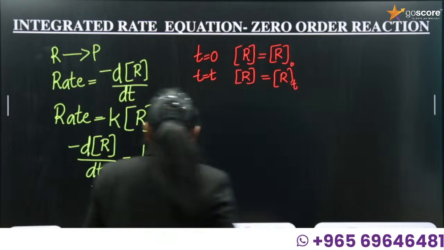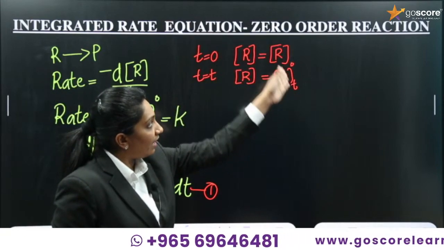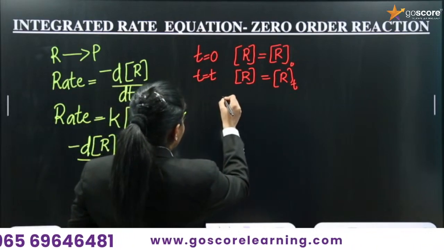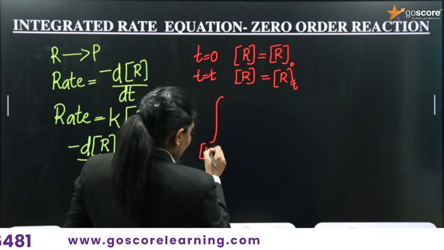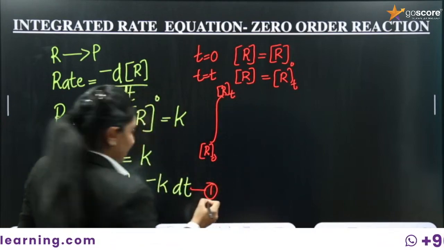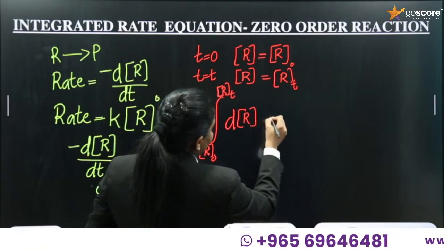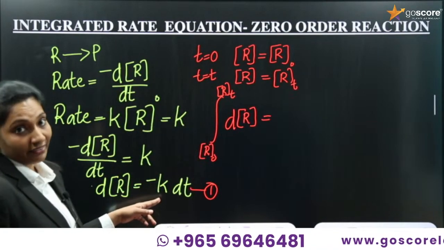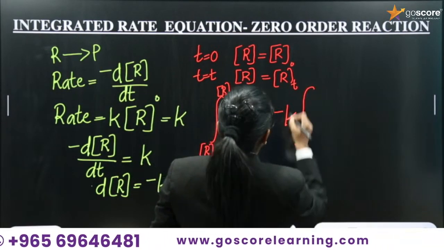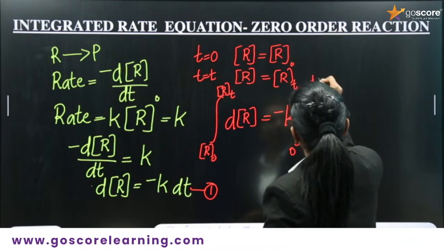Right? So, if I am integrating this first equation with upper limit for reactant Rt and R0, time t and 0, how can I write? It will be the integral with lower limit R0 and upper limit Rt, dR, right? Integral of dR is equal to what? k is the rate constant. So, it will be minus k into the integral of, what's the limit for time? 0 and t, right? Then it will be 0 to t dt.